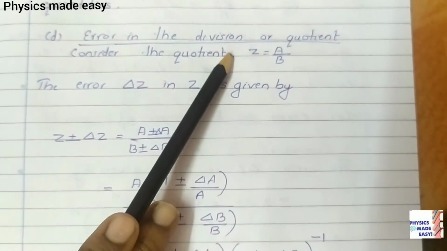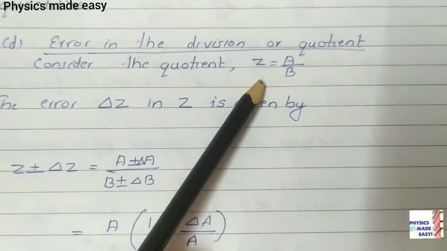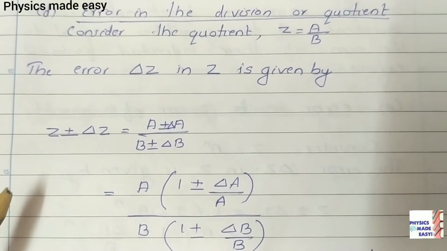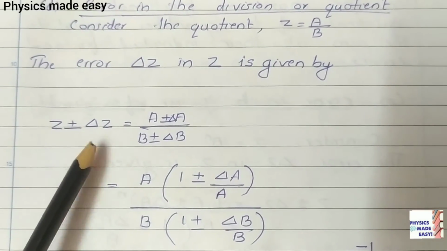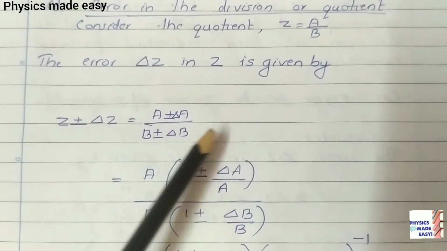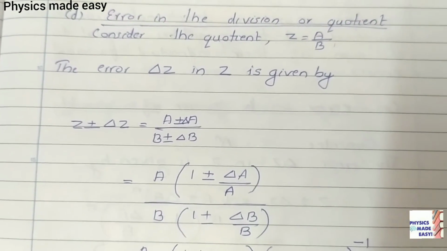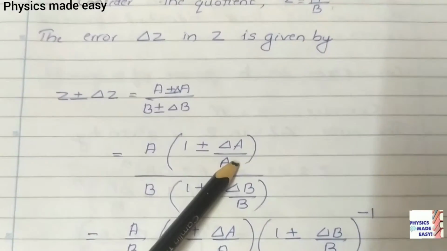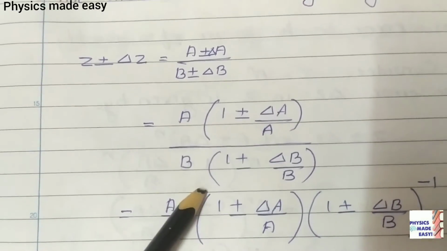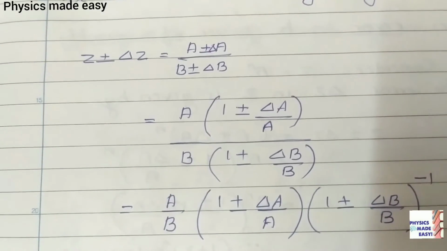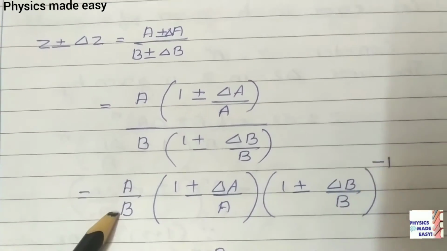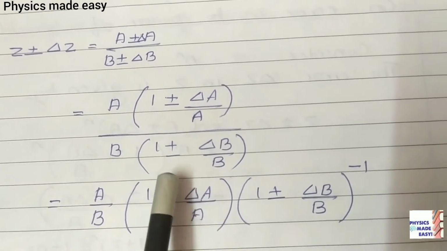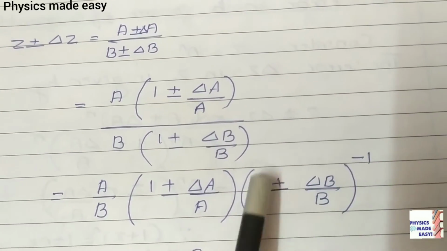Then error in the division or quotient. Here we can consider Z is equal to A by B. The error delta Z, that is the error in Z, we can write Z plus or minus delta Z is equal to A plus or minus delta A divided by B plus or minus delta B. Then we can take A outside: A into 1 plus or minus delta A by A upon B into 1 plus or minus delta B by B. Now we can write this as A by B into 1 plus or minus delta A by A, then into 1 plus or minus delta B by B, the whole raised to minus 1.